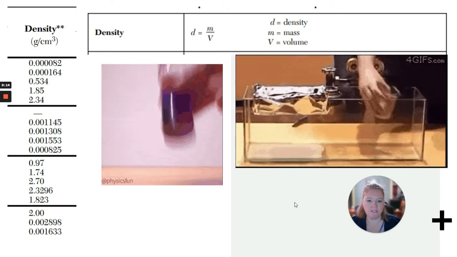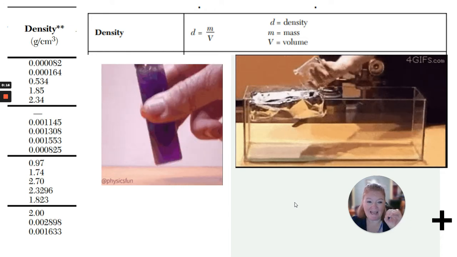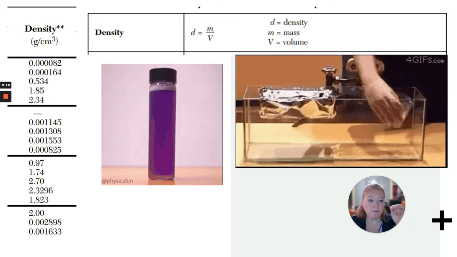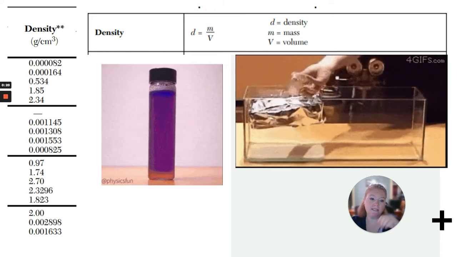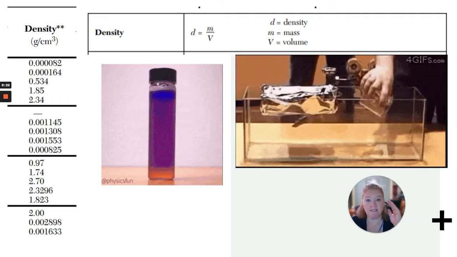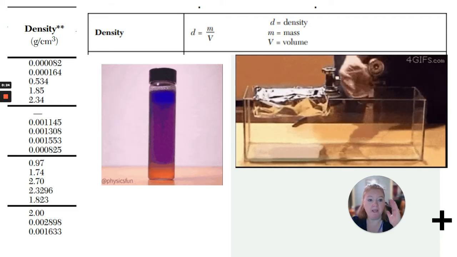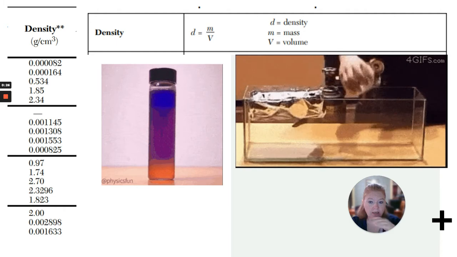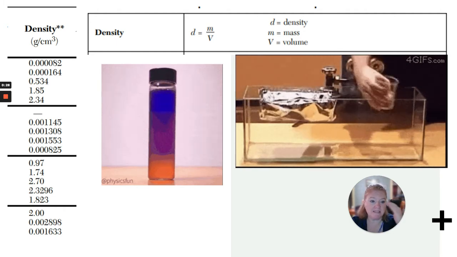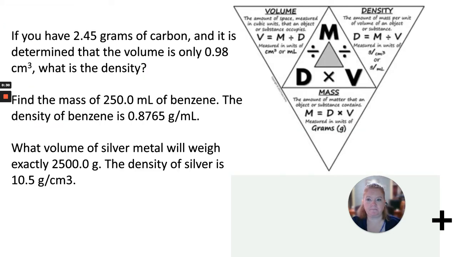These two GIFs are just illustrating when things are less dense, they will float. When they are more dense, they will sink, whether it's in air or in liquid. Things that are more dense are at the bottom, things that are less dense float on top.